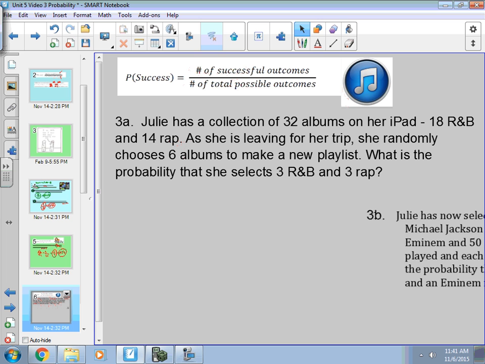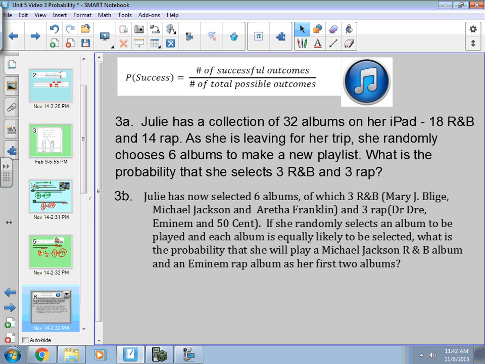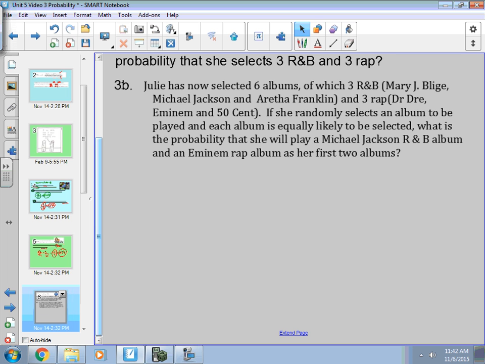So in part B, now they want to know if Julie has now selected 6 albums, of which 3 are R&B, the Mary J. Blige, the Michael Jackson, Aretha Franklin, and 3 rap, Dr. Dre, Eminem, and 50 Cent. If she randomly selects an album to be played, and each album is equally likely to be selected, what is the probability that she will play the Michael Jackson R&B album and the Eminem rap album as her first 2 albums?